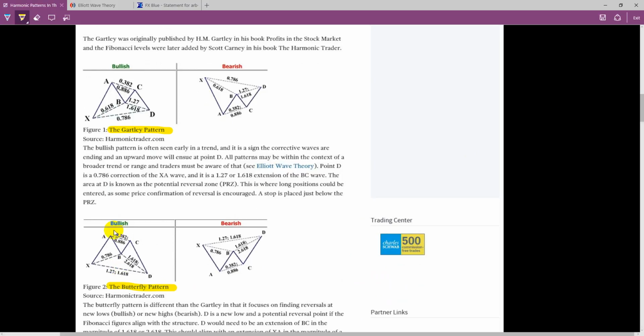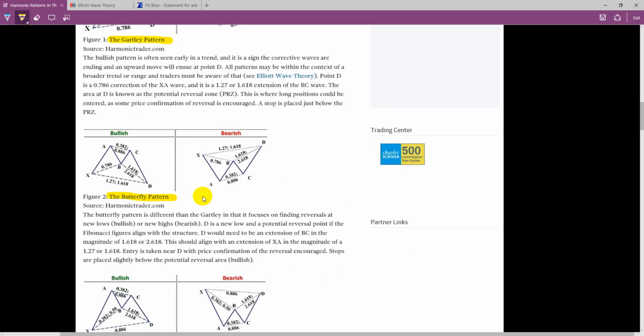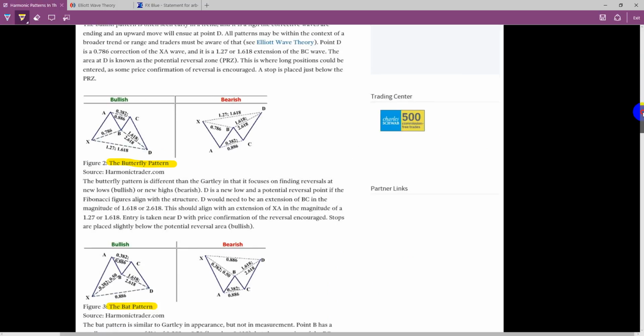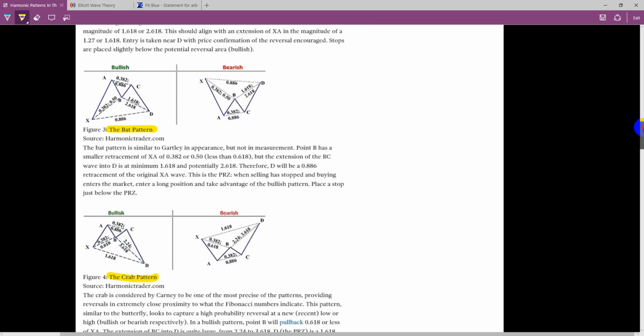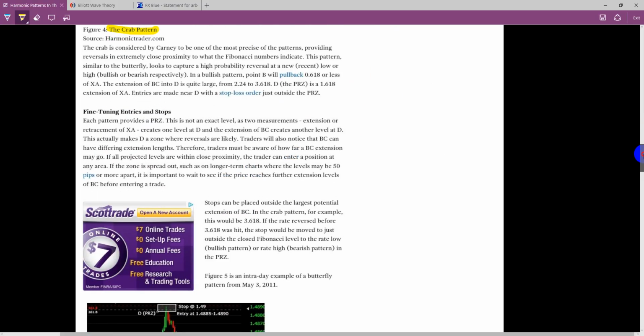I also have the butterfly pattern. Again, you can read those on your own and look through it. I won't go into detail of how the pattern is set up and all the fib numbers. I'll just draw them out. I do them in advance and just show them as the trade is being taken. The bat pattern, crab pattern, and so on.